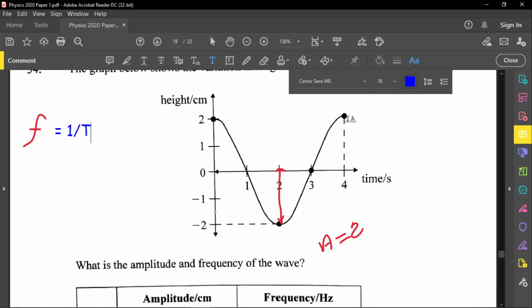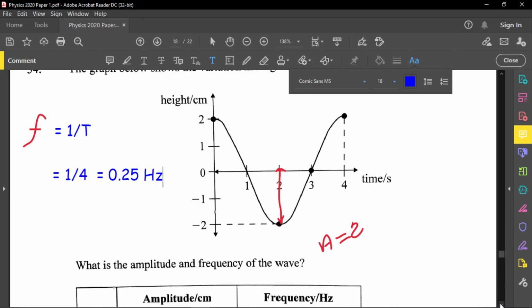That means one entire wave generated in 4 seconds. So the time to produce this wave is 4 seconds. The time period is 4 seconds. So therefore, frequency will equal 1 over 4, which is the time period. And so 1 over 4 is a quarter, which gives us 0.25. And so this is 0.25 hertz. That is our frequency.